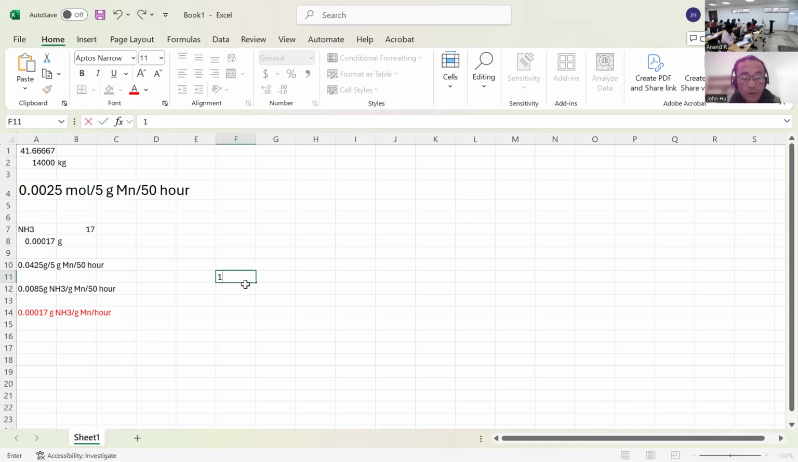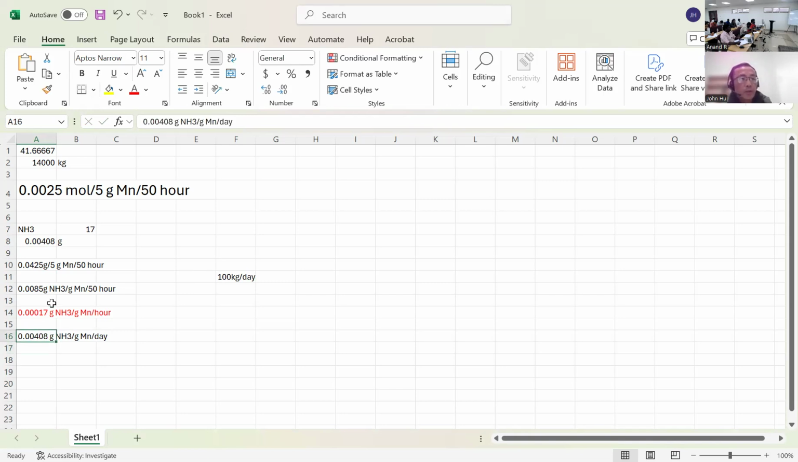So remember I asked you 100 kg per day and how much is needed. Okay, let's keep on doing. So let's change this to per day, times 24. So this number times 24. So what's the number? It's going to be 0.00408 gram ammonia per gram manganese per day. Are you with me? Make sense?